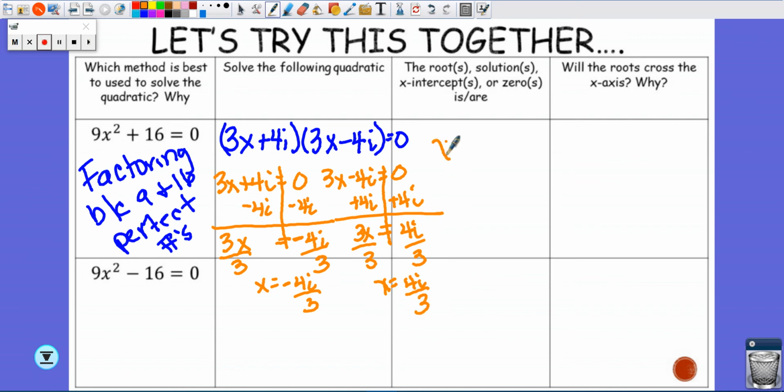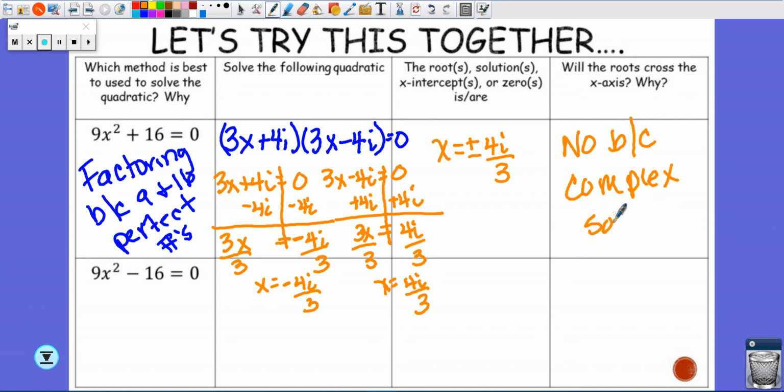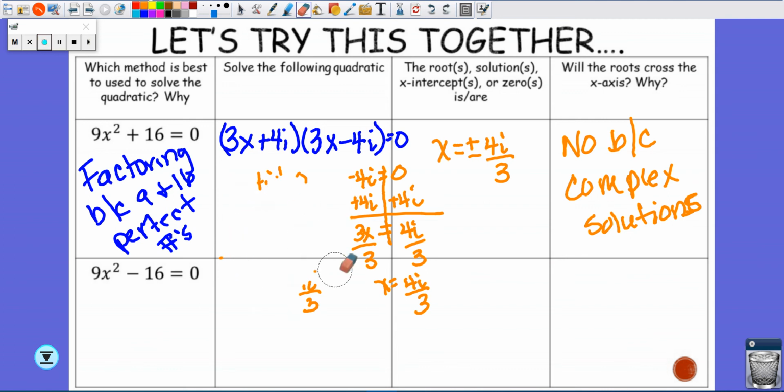So what's the answer to this question? x equals plus or minus 4i divided by 3. Okay, will the roots cross the x-axis and why? No. And we're going to say because these are complex solutions, or complex roots, or complex numbers, however you want to say it. So this is not going to cross because of that i. All right, I'm done with that one. So let me clear this out so I can go to the second one at the bottom.